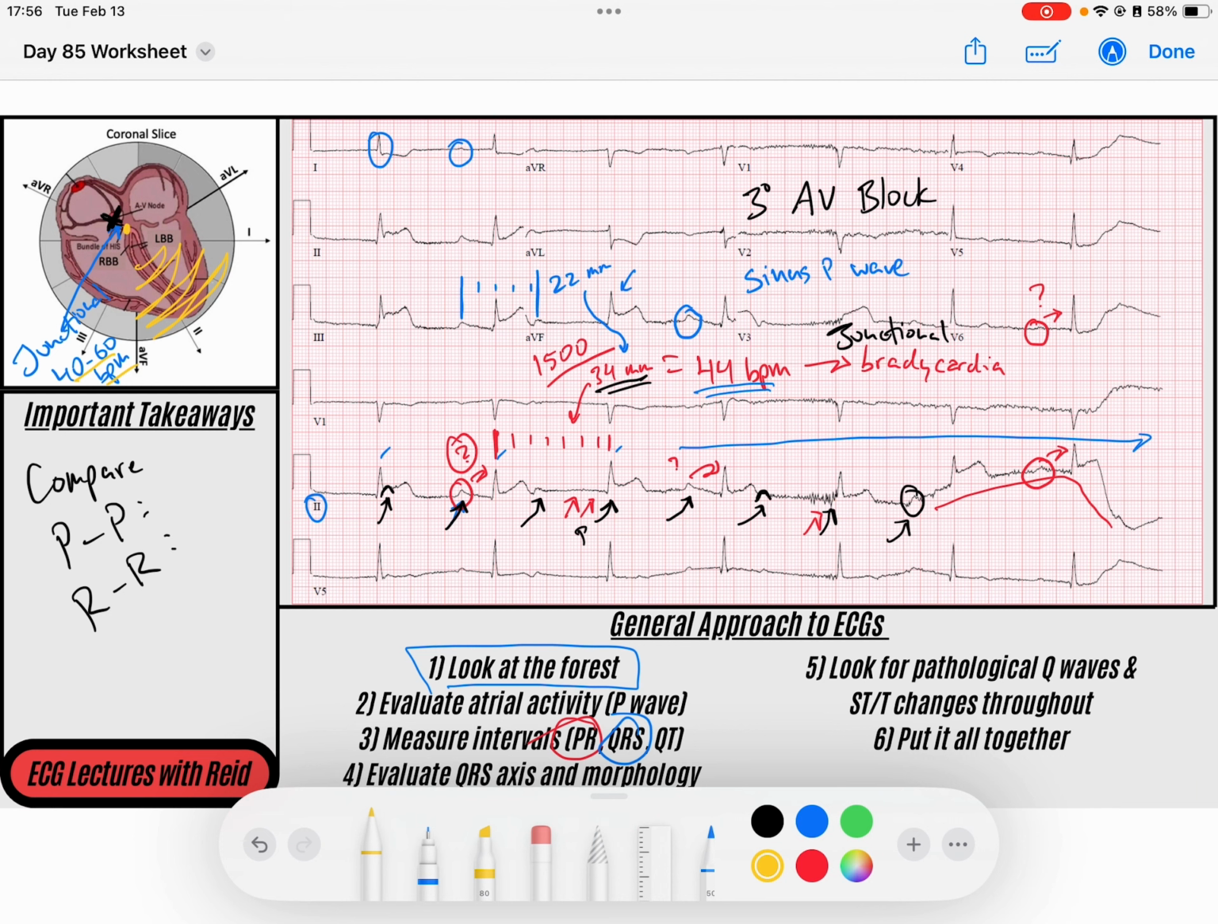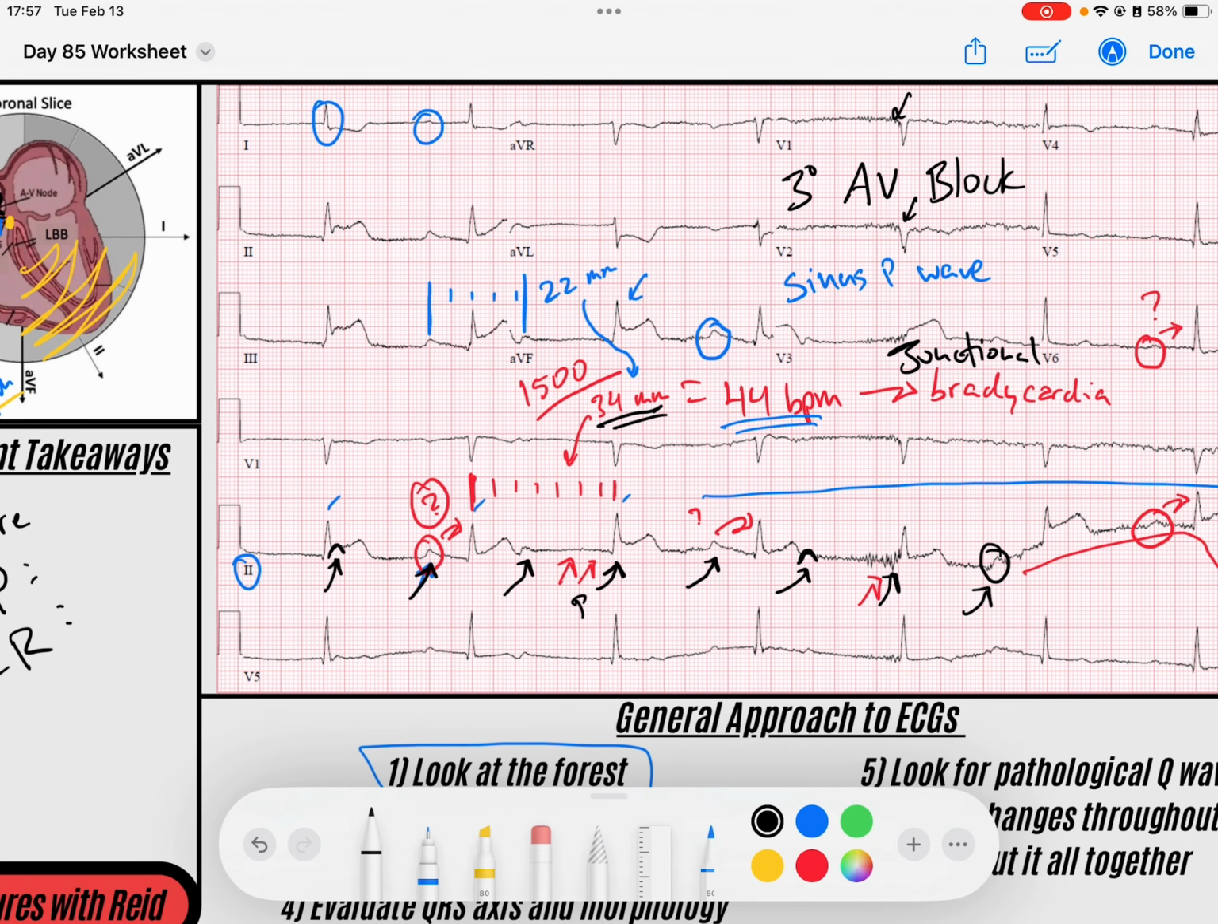That's good. And we've got a little bit of poor R wave progression through the precordium. We'll work through that in a little bit. Our QT interval, we can measure indirectly. I like to find two R's and the midway point between them, and you can see that my T wave ends before that point. So I'd say my QT is good.